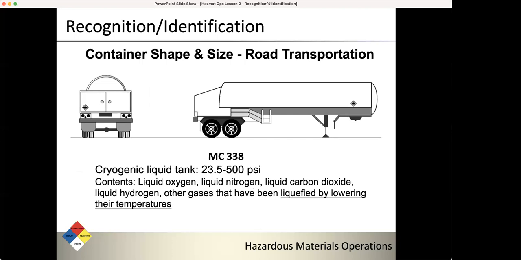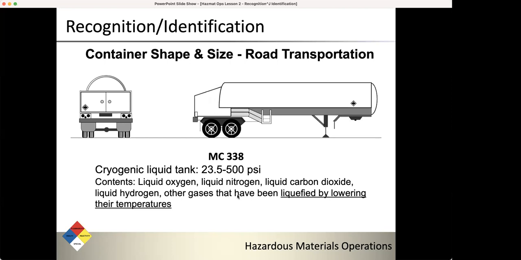The MC 338 is the cryogenic liquid tank car. This has the control and release or unloading and loading valving on the back. Sometimes the cabinet on the back is not as pronounced as this diagram here, but you'll tell a difference. You can tell there's some type of cabinet back here for loading and unloading cryogenics.